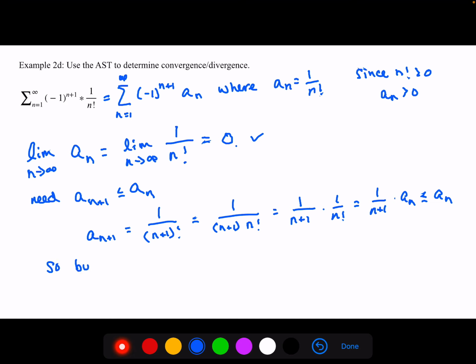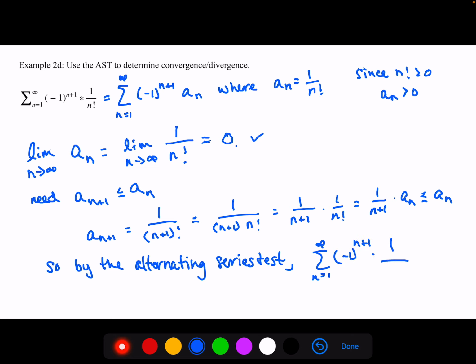So, by the alternating series test, we can conclude that the sum from n equals 1 to infinity of (-1)^(n+1) times 1 over n factorial converges.